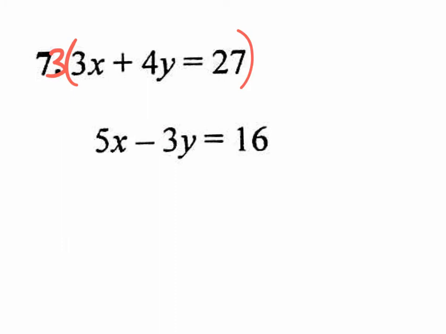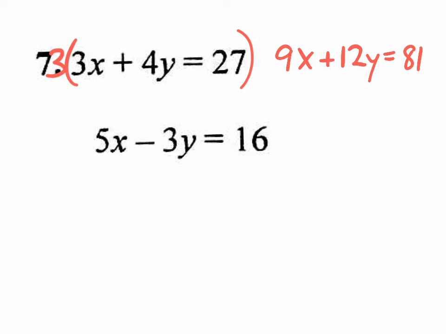It's already negative 3. So on the top, I want to end up with 9x. I want to end up with plus 12y. I want to end up with 3 times 27. That's 21 plus 60. That's 81. Did distributive property in my head. Of course, you could use a calculator.